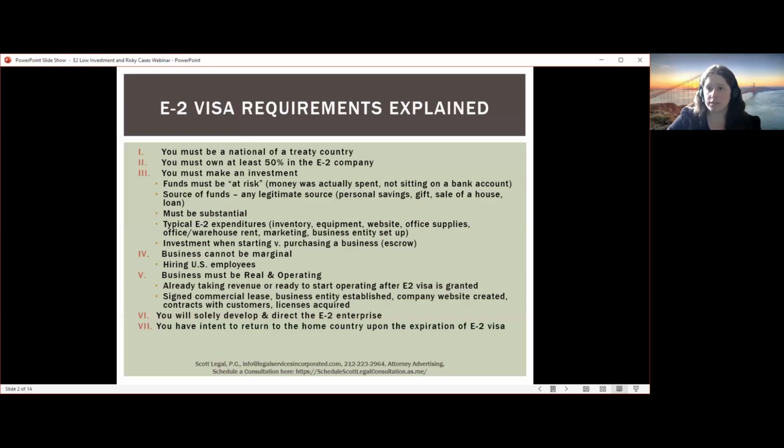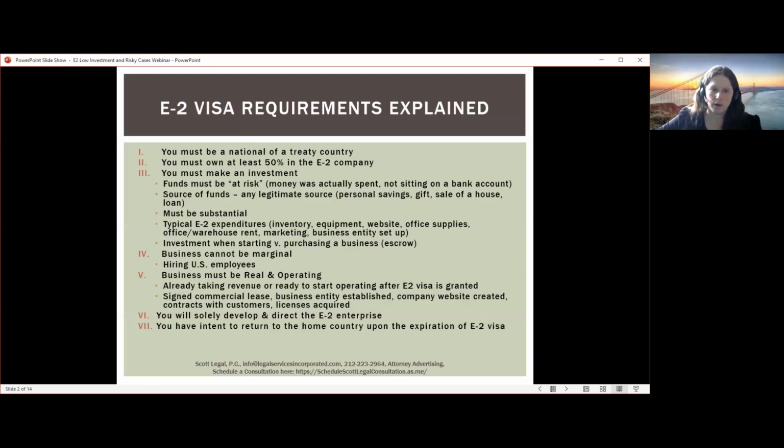So another E2 requirement is that the business cannot be marginal. So this means the business has to support more than just the investor and their family. And what this really translates into is that you need to hire employees in the United States for your business. So the E2 is really not for somebody who wants to come in and operate as a solo consultant, for example. They really want to see that the investment is going and the business is going to make a substantial economic impact and support employment in the United States.